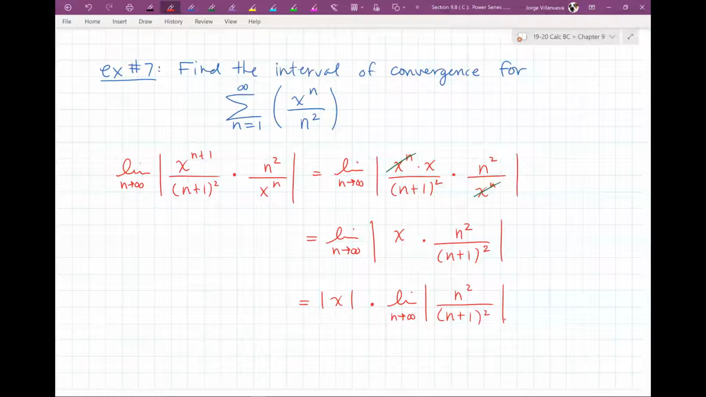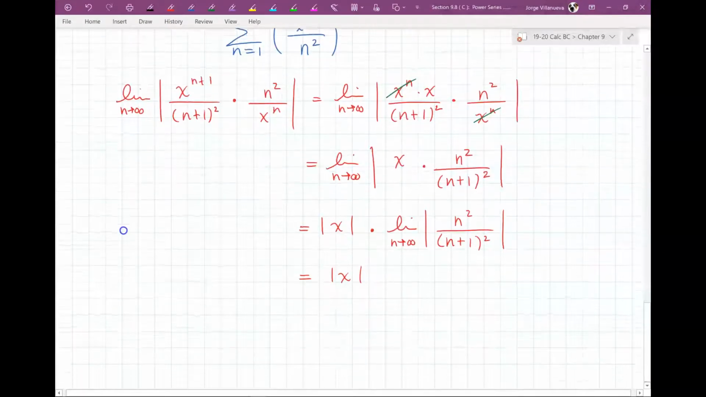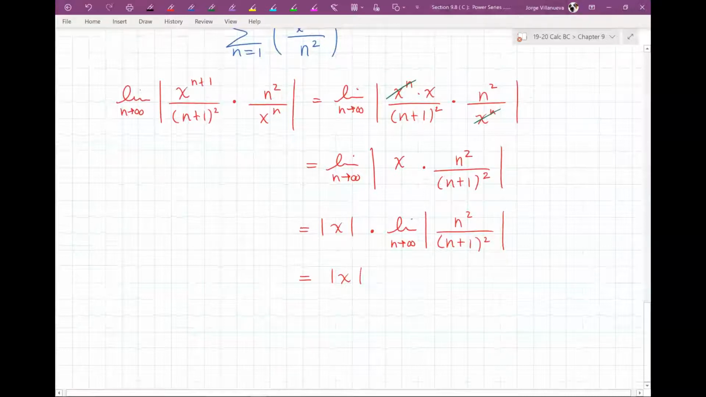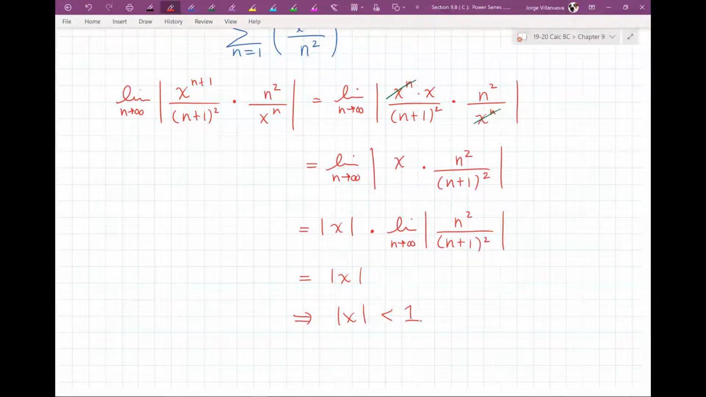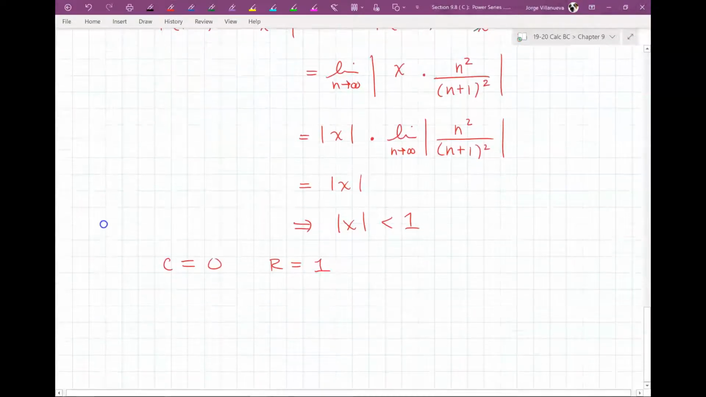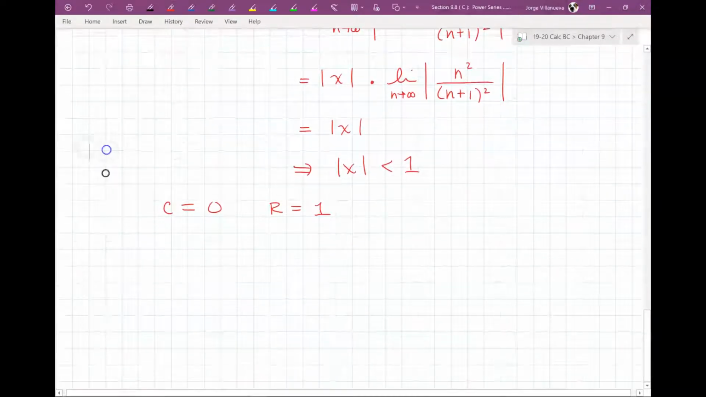What's the limit of that function right there? It's also 1, right? So then this is basically just absolute value of x. And in order for this to converge, the absolute value of x must be less than 1. Notice the center is still 0. Absolute value of x minus 0. That's what it is. So the center doesn't change. So that means my center is 0. My radius is 1. So what's my interval of convergence so far?